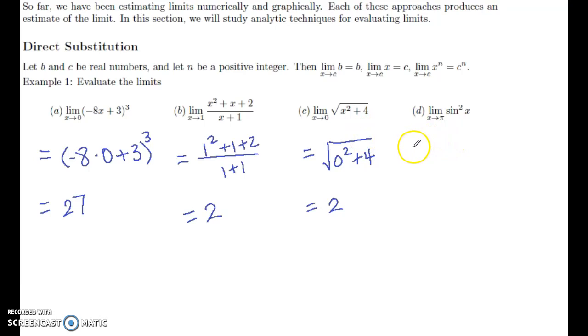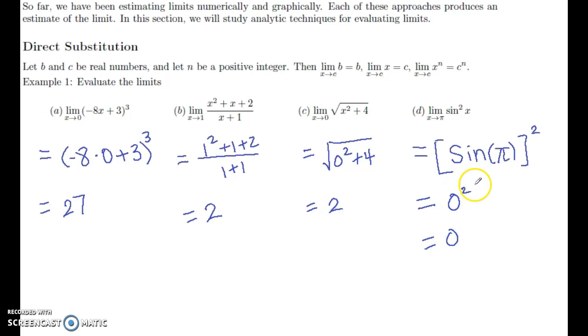Now part D, the limit as x approaches pi of sine pi squared. Okay, so this is what it really means: sine of pi, and then you square. Now what is the sine of pi? You can use a calculator. It's 0. So 0 squared is just 0. This is how you use direct substitution. Very straightforward.